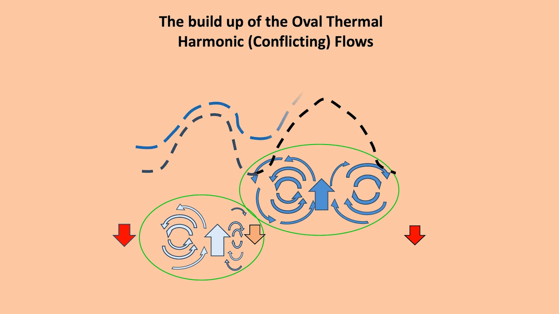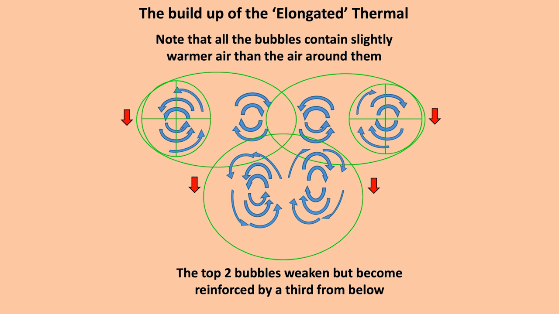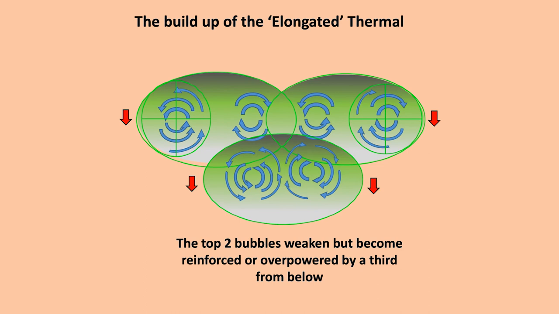And so there you've got a diagram of the conflicting flows, where the powerful one will overcome the weak one. But after it's gone through, the weak one, if it's made up of humidity, will completely reform. If it's made of temperature, it might not. Note that all the bubbles contain slightly warmer air than the air around them, or more humidity. The top two bubbles weaken, but become reinforced by a strong cell underneath. And we can see here's the rotation of the upper weaker cells, and here is the rotation of the strong cell that's coming up.